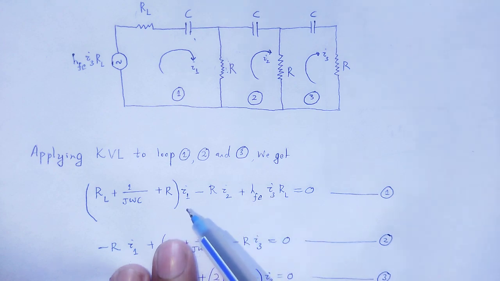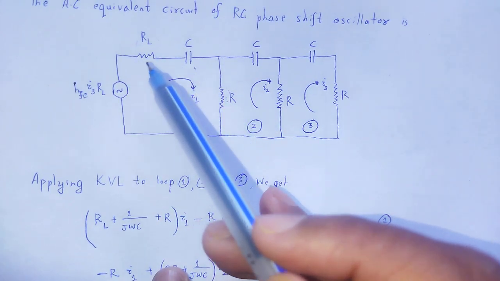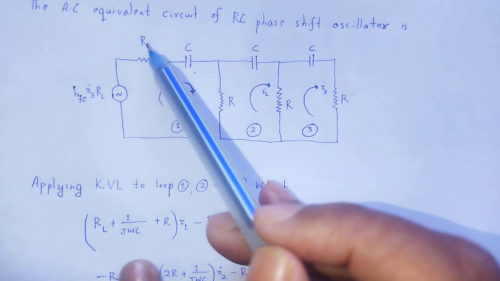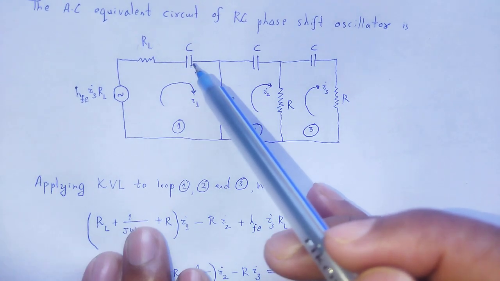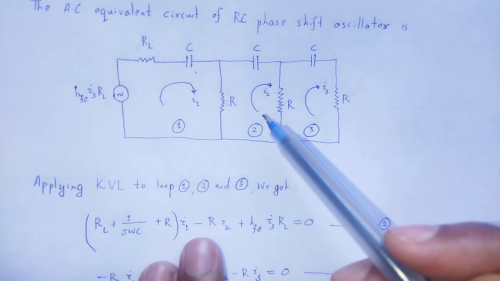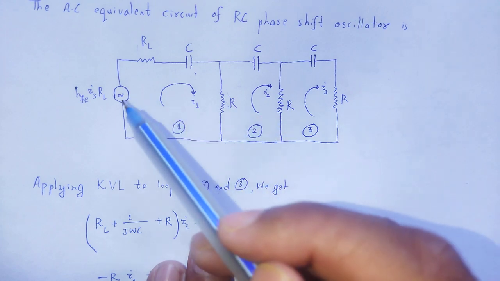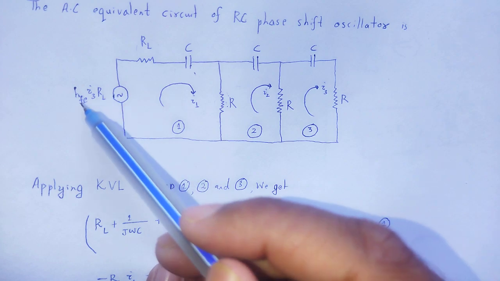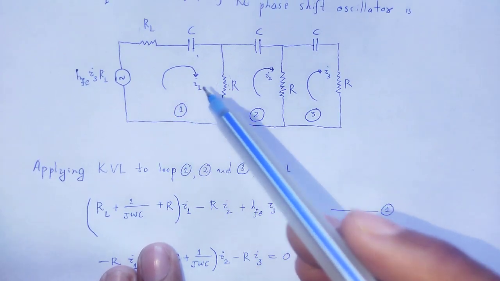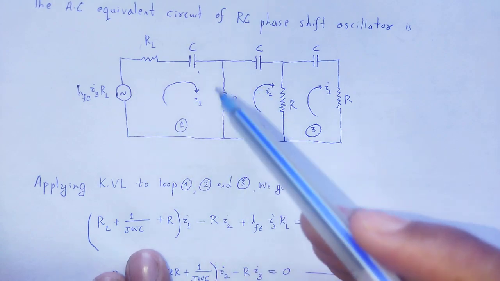You can write it like this, or first apply the voltage drop across each element: the voltage drop across RL is RL I1, across C it is 1 by j omega C I1, and across R it is R I1. Next, the voltage drop across R by taking the current I2 is minus R I2, and the voltage drop across the source is HFE I3 RL. Then simplifying, we have that equation. Or we can collect the terms in I1, I2 and I3 for the voltage drop throughout the network.